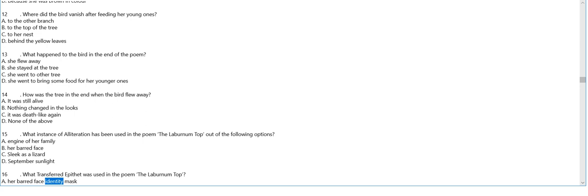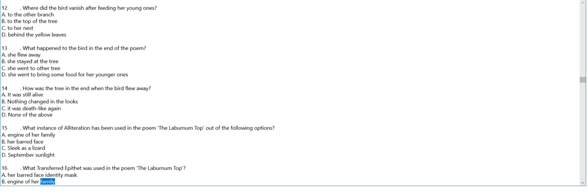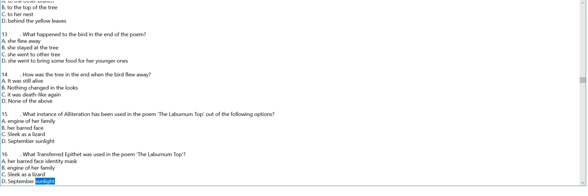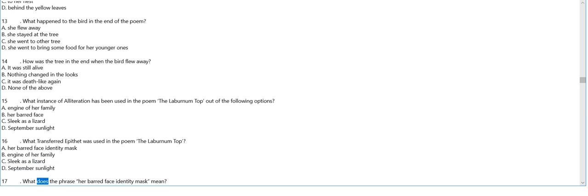16. What transferred epithet was used in the poem, The Laburnum Top? A. Her barred face identity mask. B. Engine of her family. C. Sleek as a lizard. D. September sunlight.